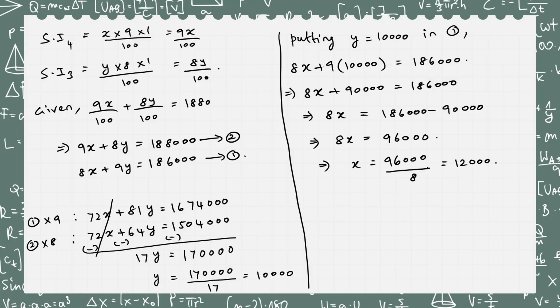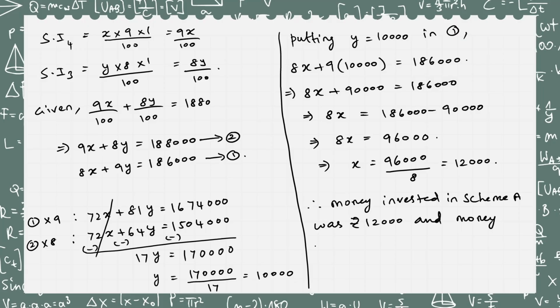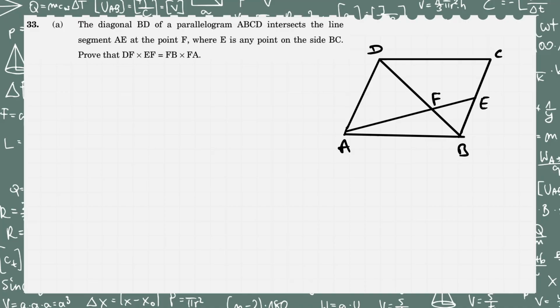So this is a word problem. So conclude with the statement. Therefore, money invested in scheme A was rupees 12,000, and money invested in scheme B was rupees 10,000. That's the answer. Now let us move on to the next sum.